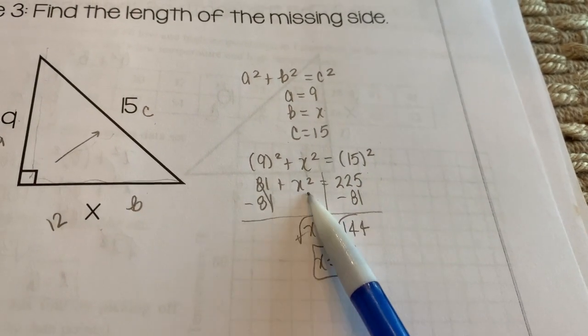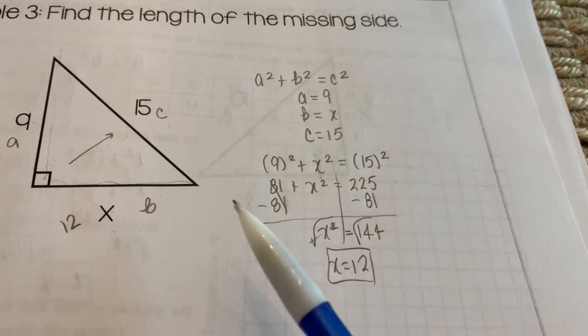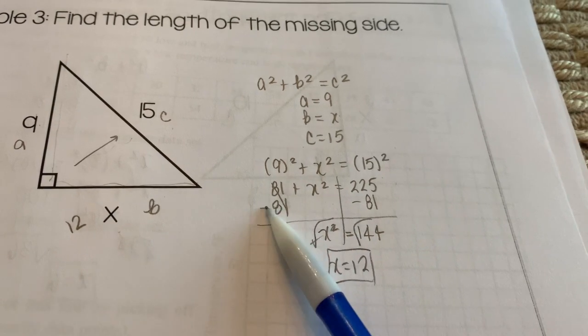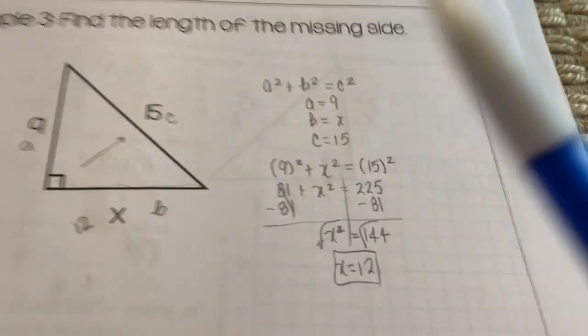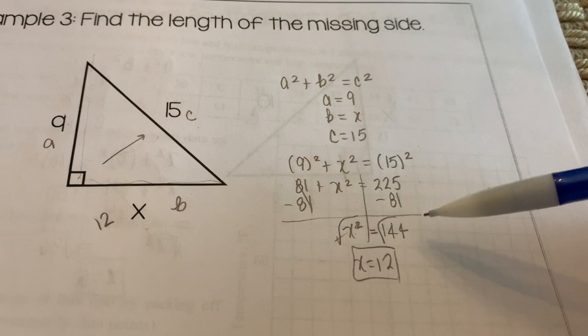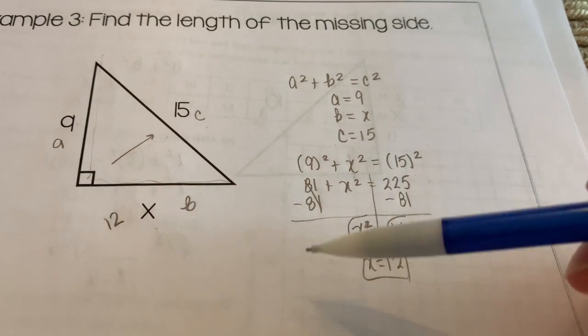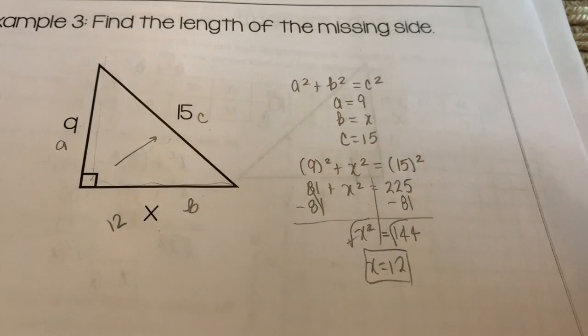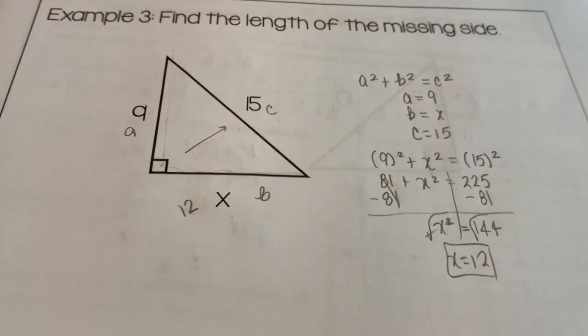That gives me 81 plus x squared equals 225. I have to get x squared alone here, so I subtract 81 from both sides. That leaves me with x squared equals 144. Taking the square root of both sides, I get x equals 12. All right, and that's it.